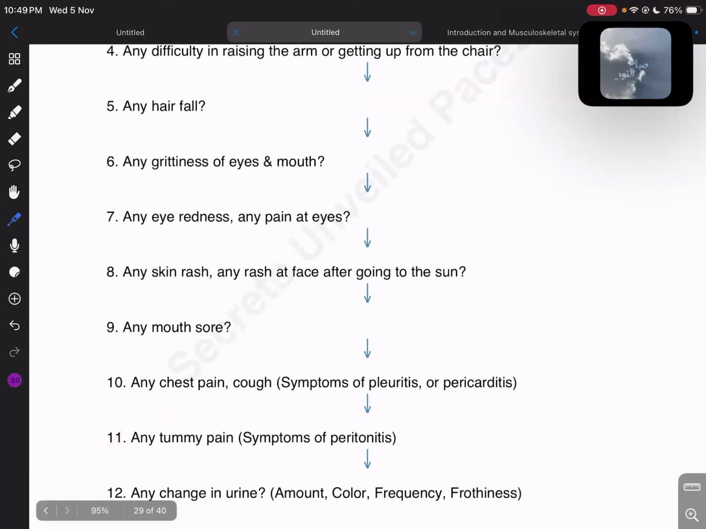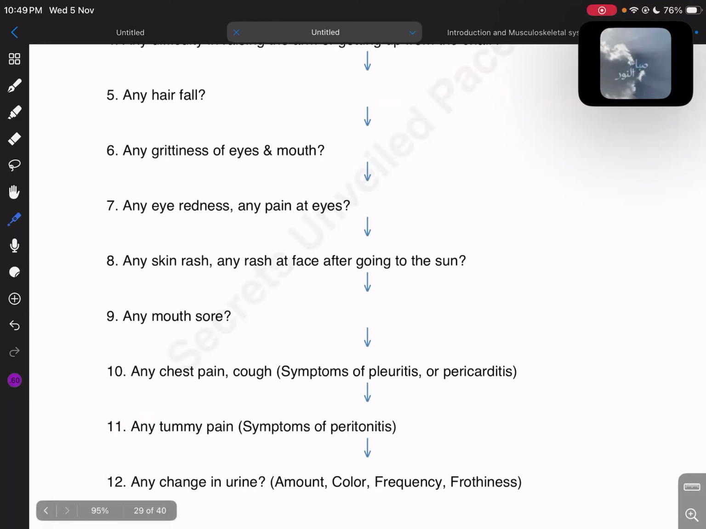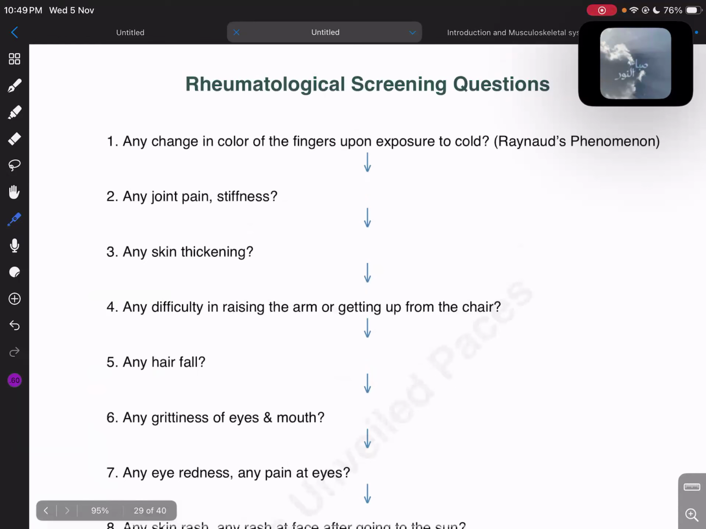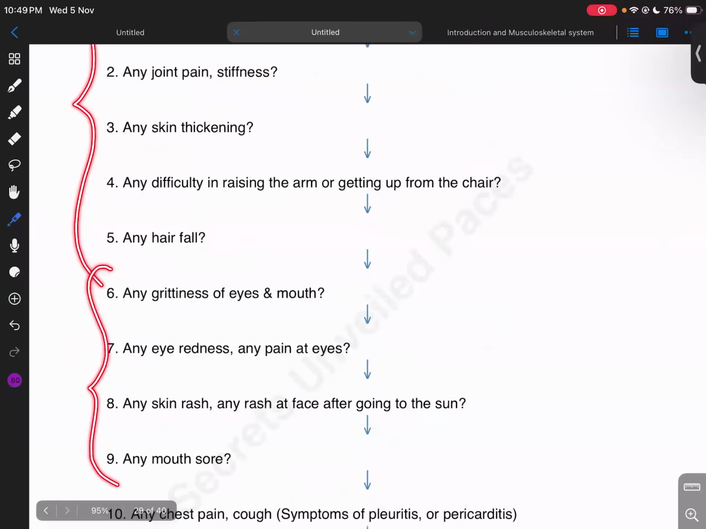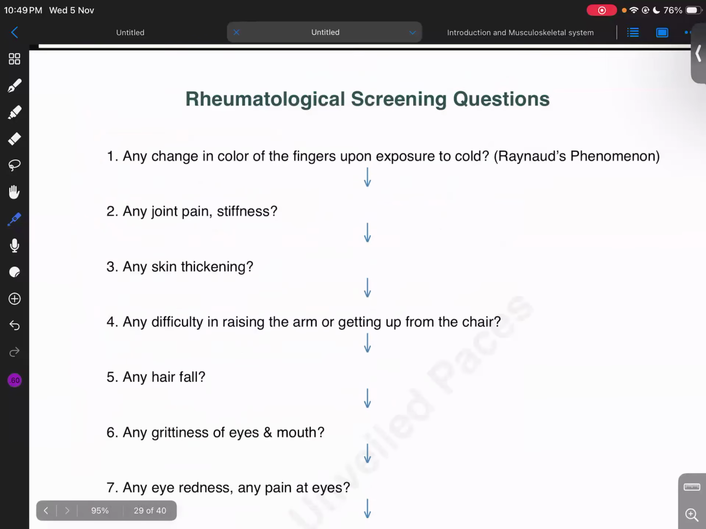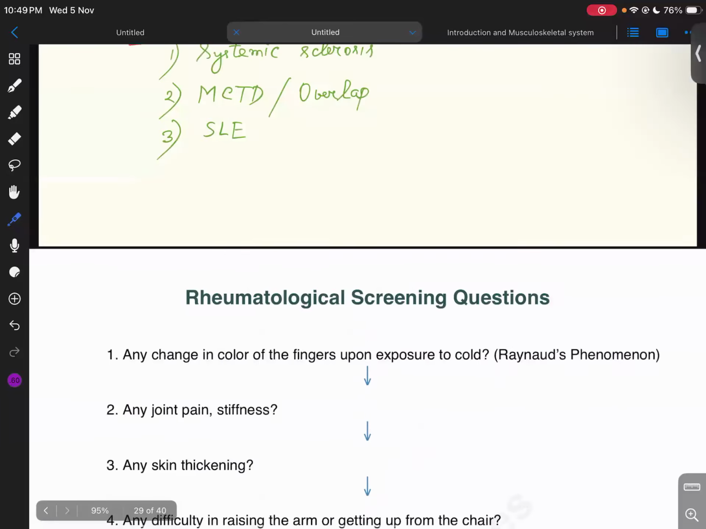And in any case of rheumatological disease, this can affect the kidney. So we have to rule out any kidney involvement, asking the question, any change in the urine. We have to ask about the amount, color, frequency, and frothiness. So whenever in the history you are getting any clue that there can be any rheumatological component, we have to ask these questions, each one specifically. These are the 12 questions total. I will suggest to everyone to memorize these sets of questions so that it will be easier for you to ask them.